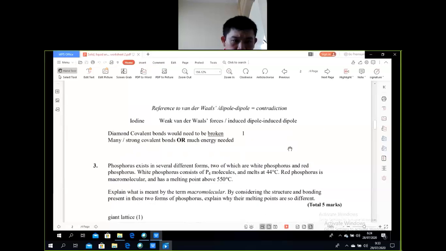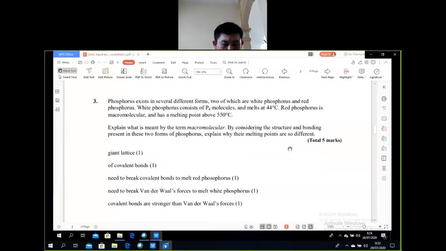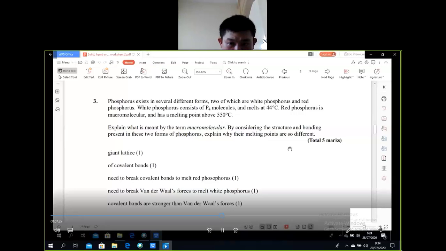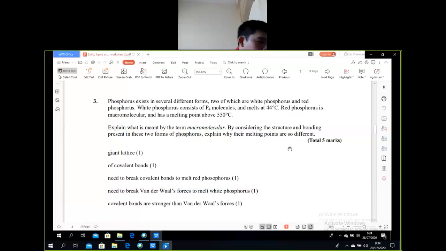Number 3. Phosphorus exists in several forms, two of which are white phosphorus and red phosphorus. White phosphorus consists of P4 molecules and melts at 44 degrees Celsius. Red phosphorus is macromolecular and has a melting point above 550. So these two phosphorus forms came from the same element but in different forms. So we can call this an allotrope of phosphorus.